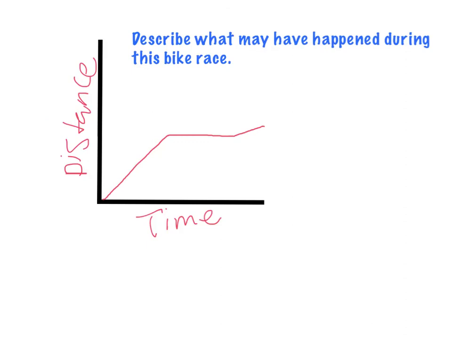Here's your quiz question for tonight. I drew a graph here, and we've got time going this way, of course, and then distance. Sorry, the handwriting's a little bit sloppy. We've got a pretty steady increase, and then a stop, and then a slow increase after that. So I want you to try to think of a scenario and describe what may have happened during this bike race.